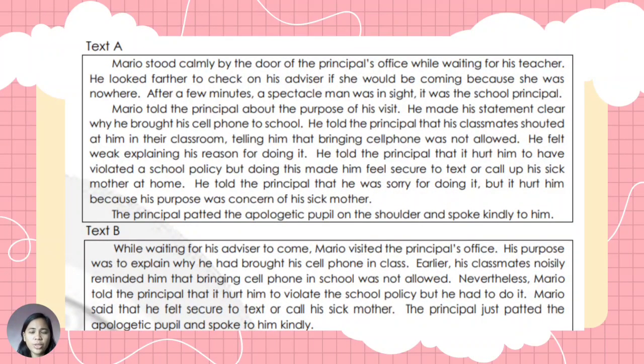Now that you already know its elements, let us find out how we are going to summarize if we come across a very long text. Here are some ways on how you can summarize a text. Let us have text letter A and text letter B. How is text A different from text B? You are right. Text A is longer while text B is shorter. Text B is the summary of text A, which is the original text.